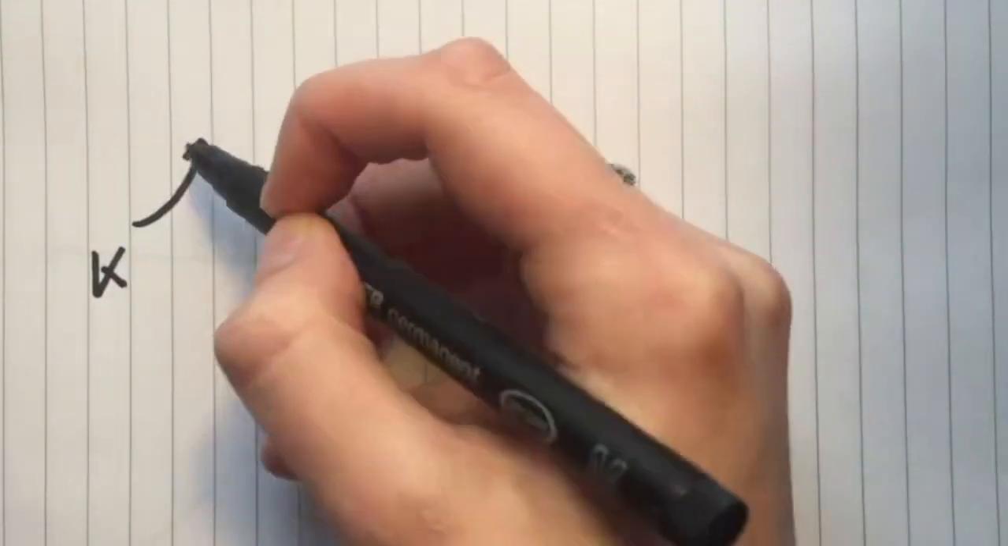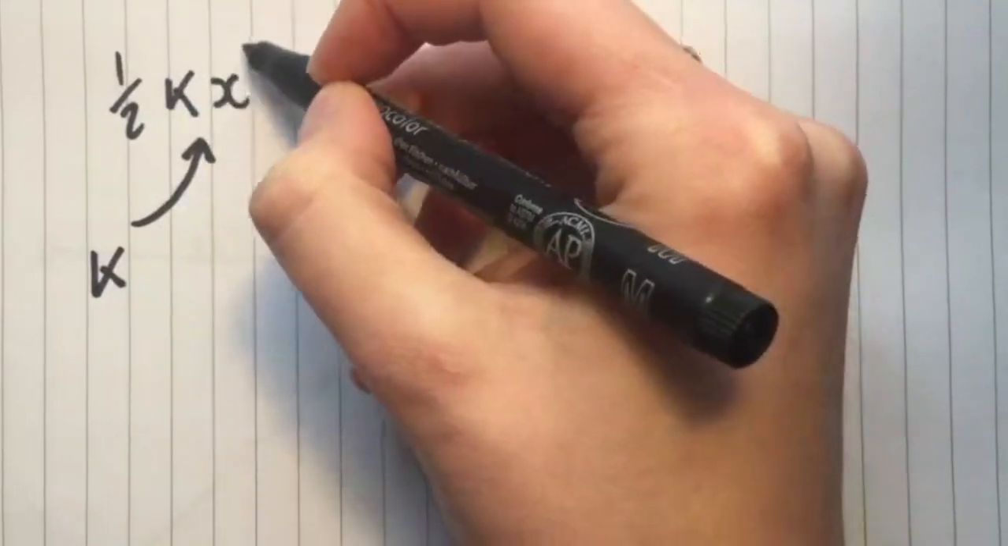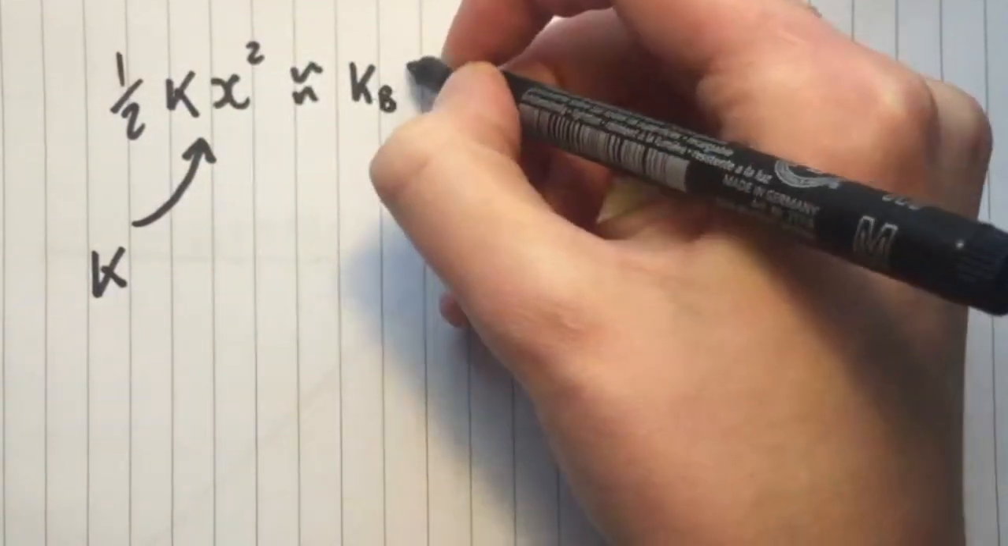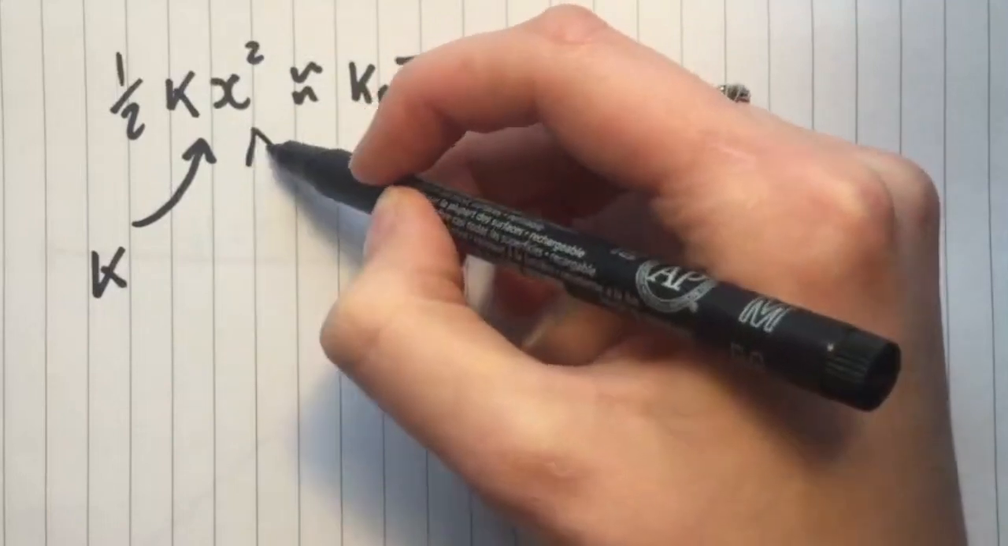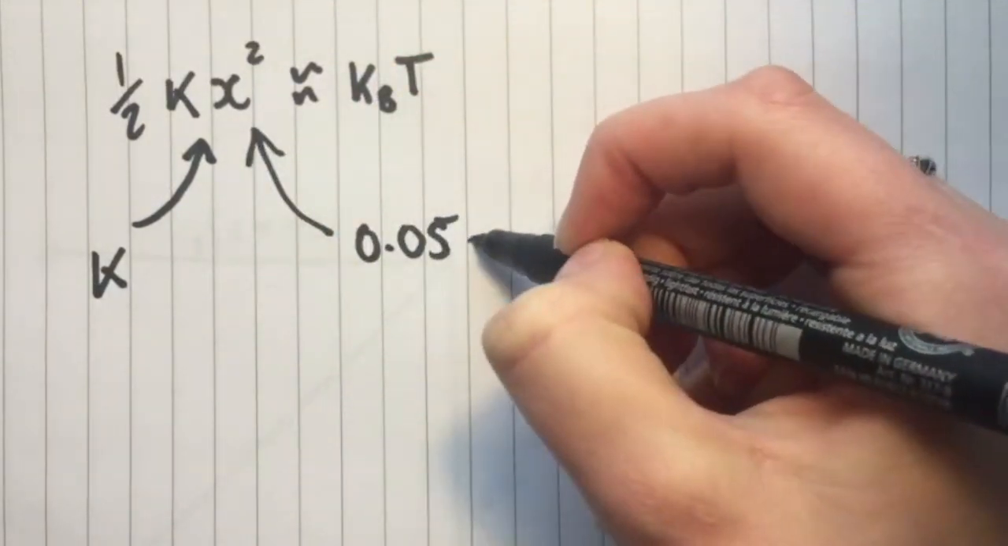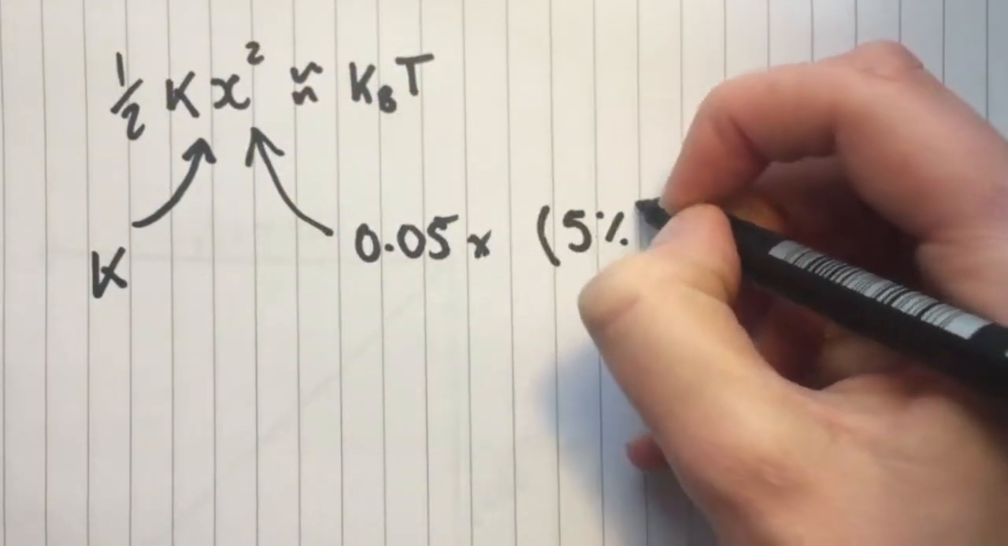With this value of k, we can then substitute it into this equation. A solid will melt when the amplitude is roughly 5% of the interatomic separation, so we must take this into account when substituting in our value of x.